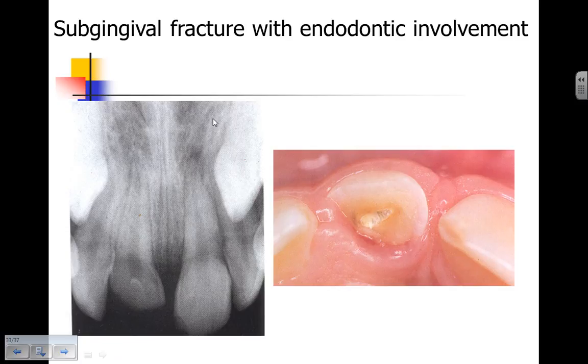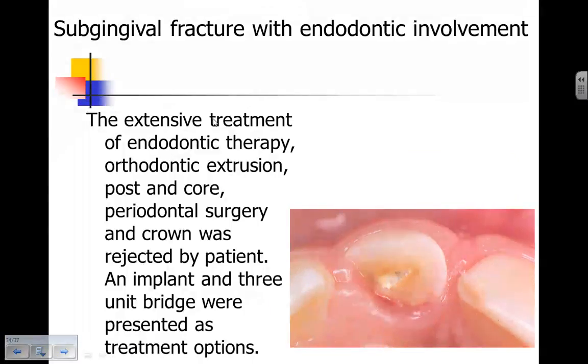And so a subgingival fracture with endodontic involvement can be treated a number of different ways. Orthodontic extrusion was rejected by this patient. Post and core and periodontal surgery was rejected by this patient. The decision was either an implant or a 3-unit bridge as treatment options. And so there isn't only one way to treat these severe circumstances, but you need to present the patient a logical course of treatment and include what prognosis will occur when those treatments are followed through.